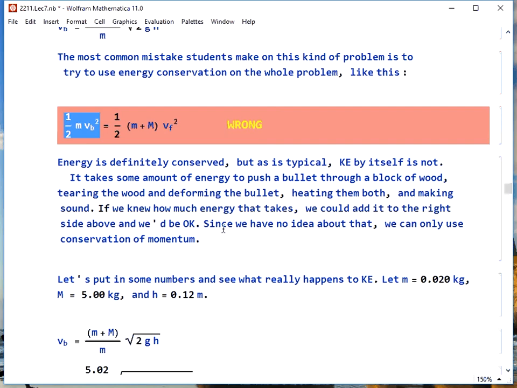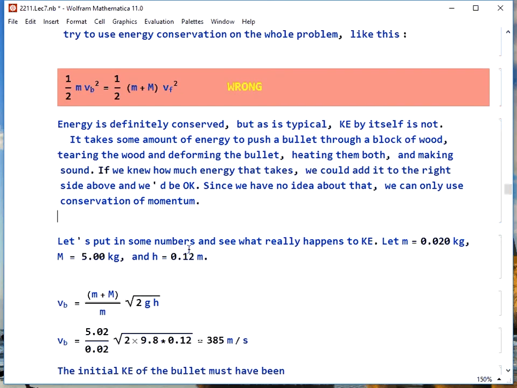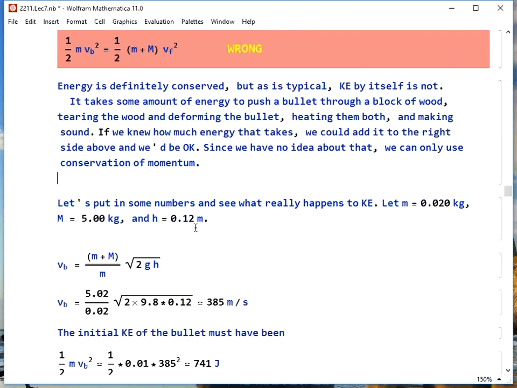If we had formulas for all those energies, we could solve this with conservation of energy when we added all those others over here to the right. Since we don't have any way to know that, we have to use conservation of momentum. If we put in some reasonably realistic numbers, 20 grams for the bullet, 5 kilograms for the block, and a height change of 12 centimeters, we get 385 meters per second.